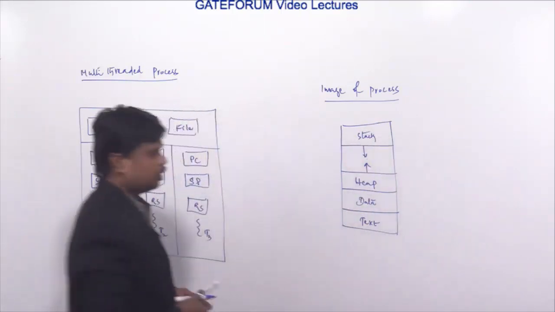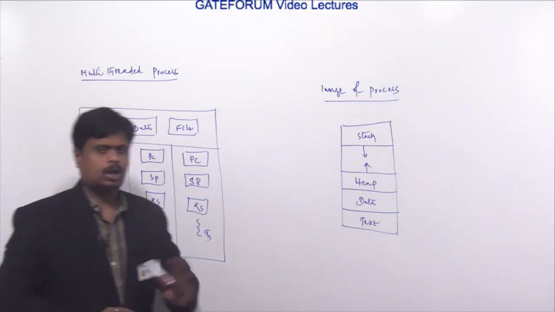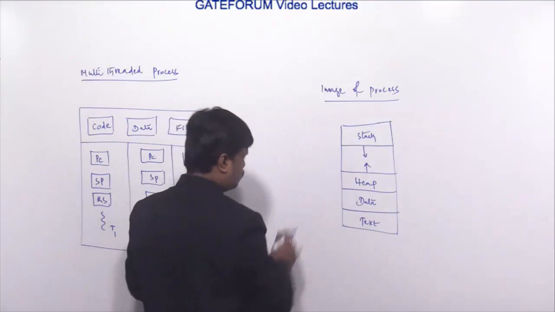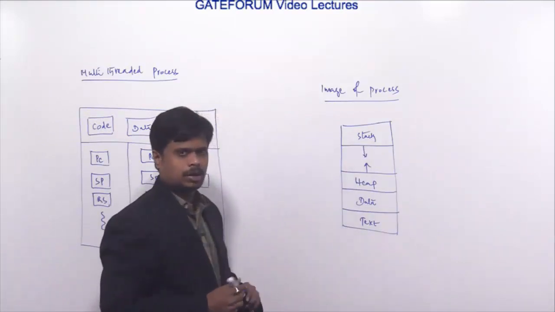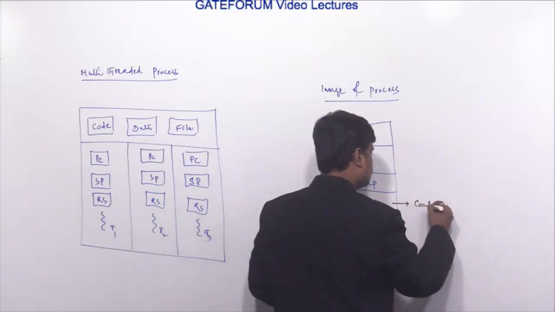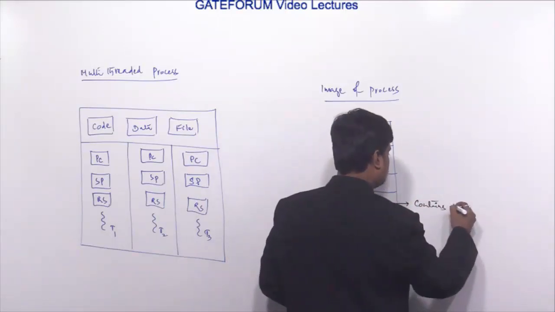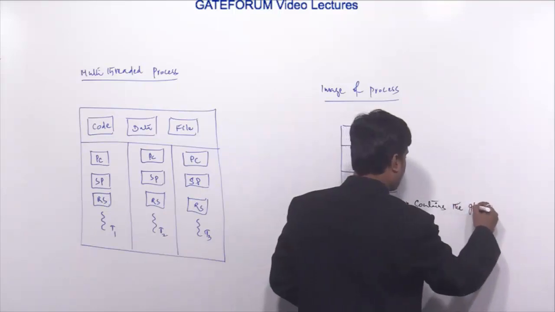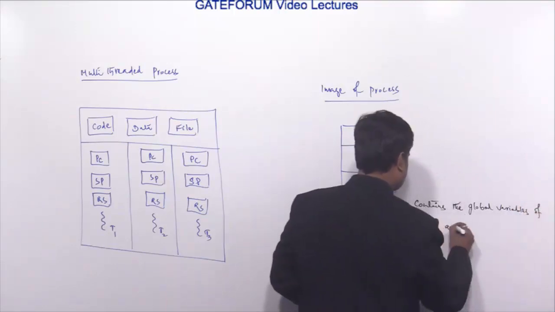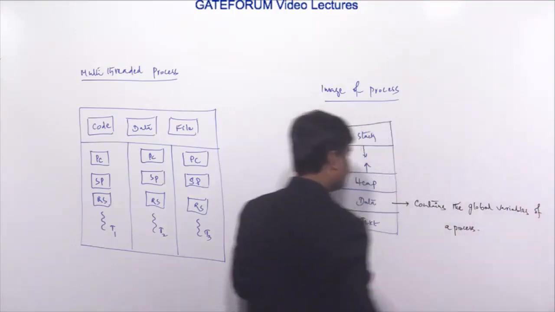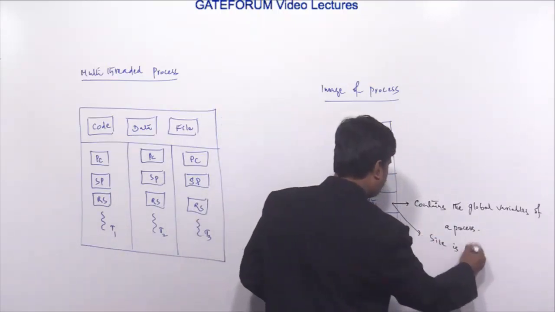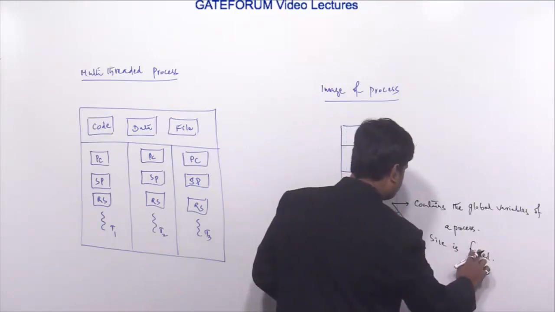Now the question is speaking about global variables and heap. According to the image of a process, the global variables of a process are saved in the data section. So the data section contains the global variables of a process. Okay, and this data section size is fixed. The data section size is fixed.